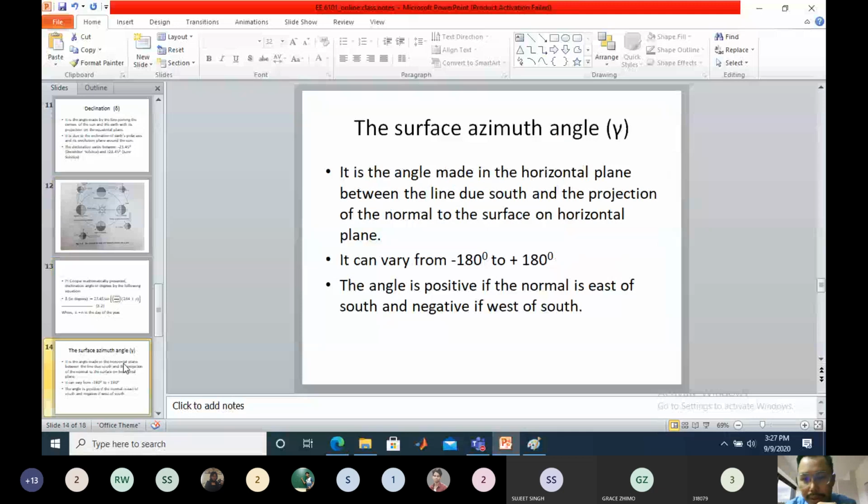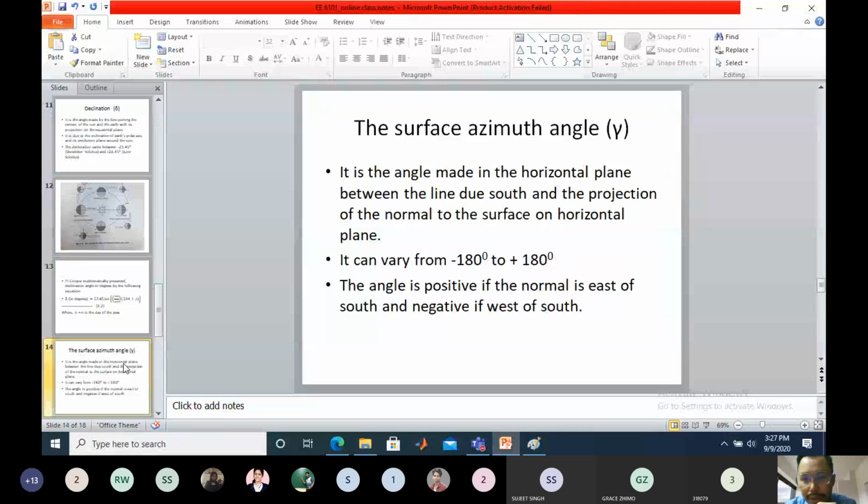Now let's try to understand what the surface azimuth angle is all about. This normal to the tilted plane, when you project this line to the horizontal surface, here's the horizontal surface, you'll get this line, this dotted line.